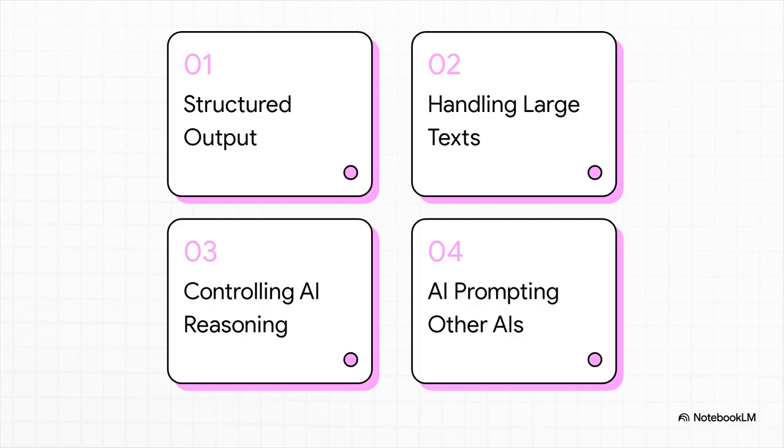All right, let's open up that toolkit. First, we're going to master getting structured, predictable output. Next up, we'll tackle how to handle enormous documents without the AI breaking a sweat. Then we'll uncover a really clever trick for controlling the AI's reasoning. And finally, we're going to peek into the future a little bit and see how AIs can actually write prompts for other AIs. Ready? Let's get into it.